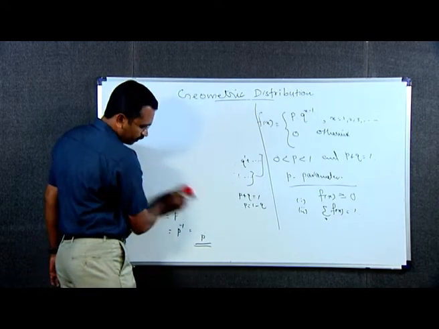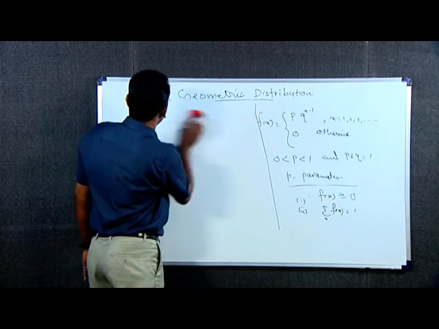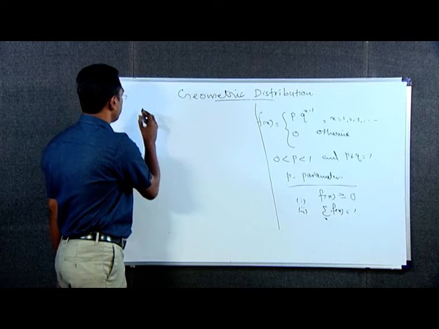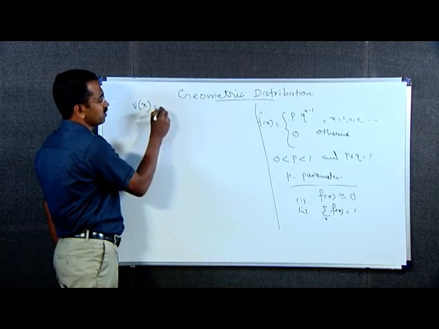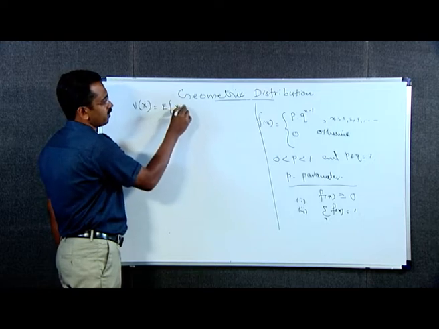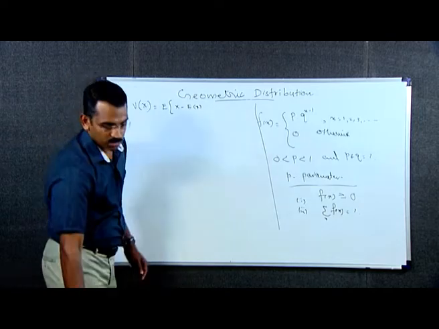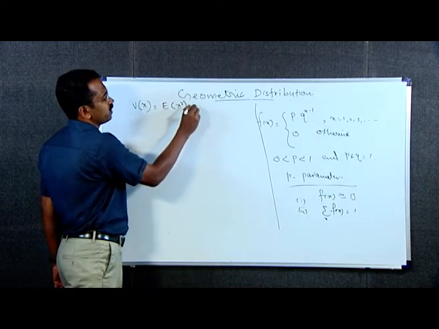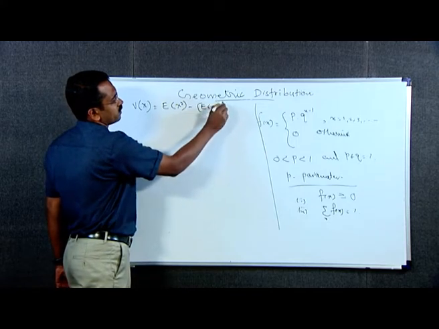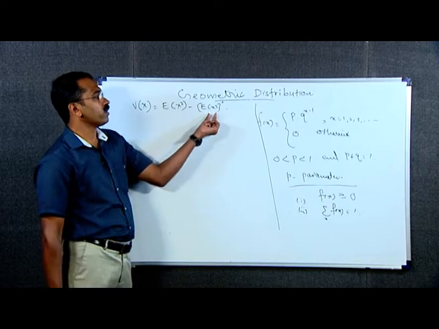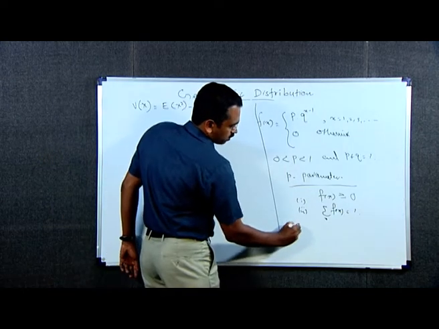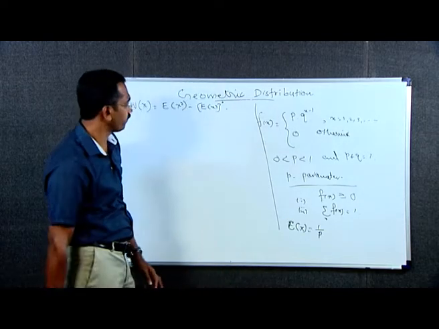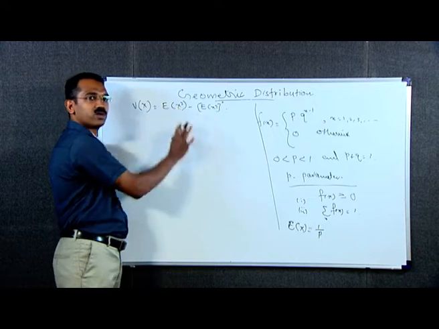Now we can find the variance of the geometric distribution. By definition, variance of x is equal to, in terms of expectation, we can use this form: variance of x is equal to expectation of x square minus expectation of x the whole square. Now, expectation of x is equal to 1 by p. We just derived that expectation of x is 1 by p. Therefore, we want to find E of x square only.